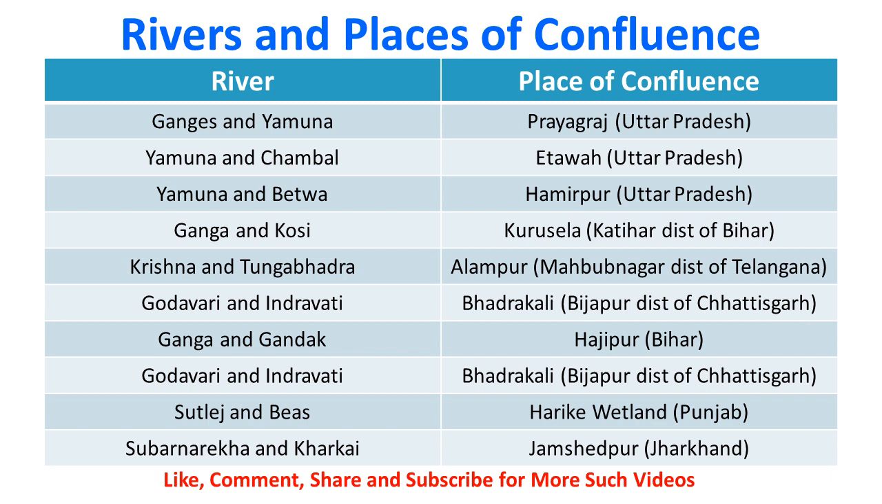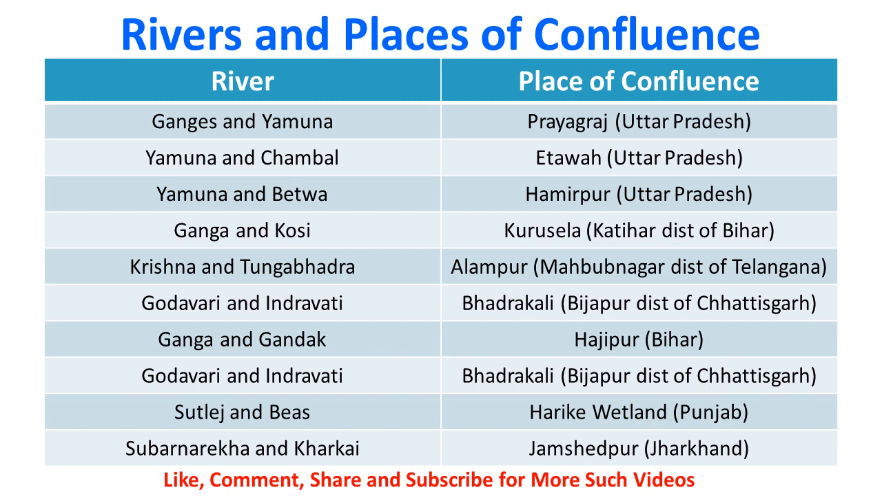Then Sutlej meets Bias in a place called Harike wetland in Punjab. Then Subarnarekha meets Kharkai at a place called Jamshedpur in Jharkhand. Again, this is towards east, right? So Subarnarekha is the main river. Its tributary is Kharkai. Subarnarekha meets Kharkai at Jamshedpur in Jharkhand. So these are some points to be noted, and there will be questions on these points.